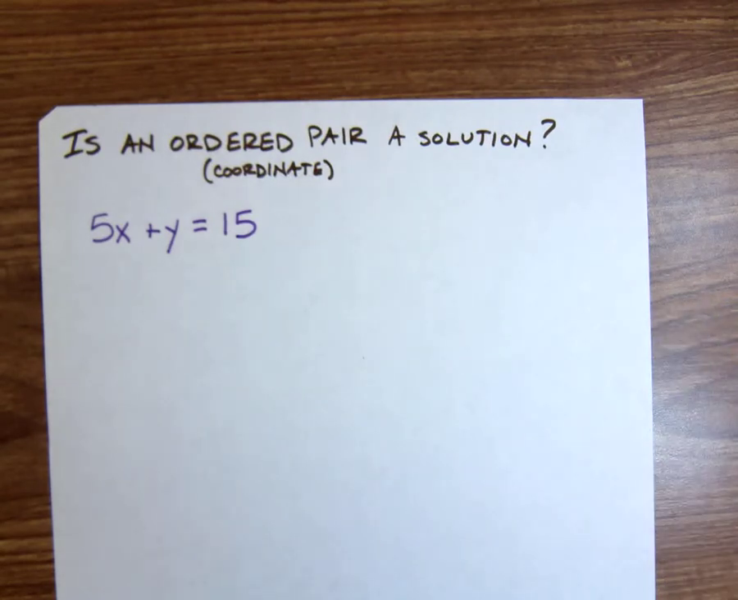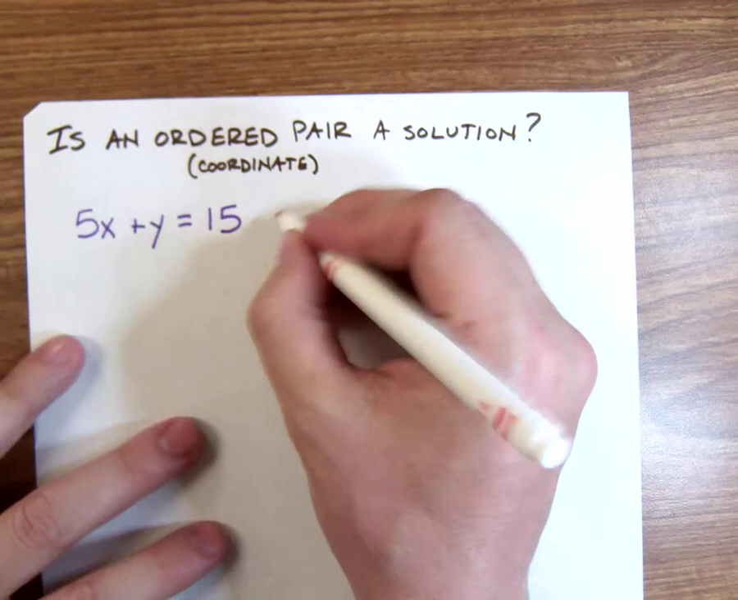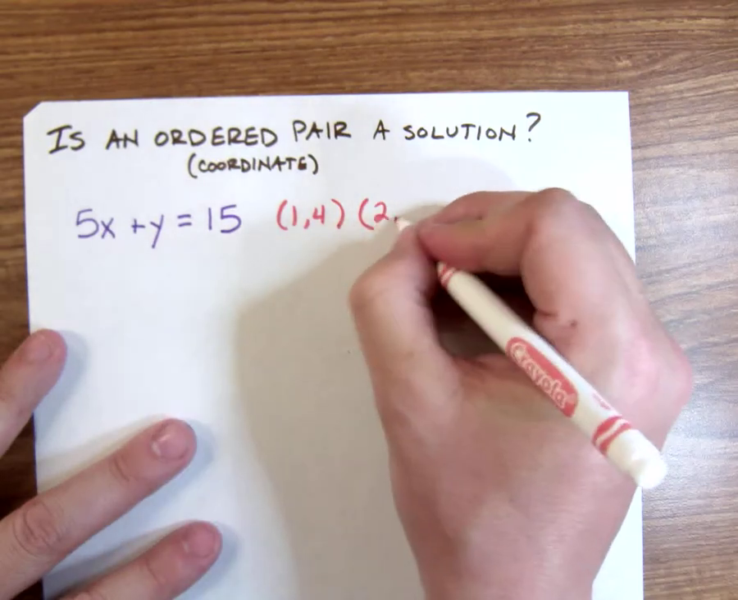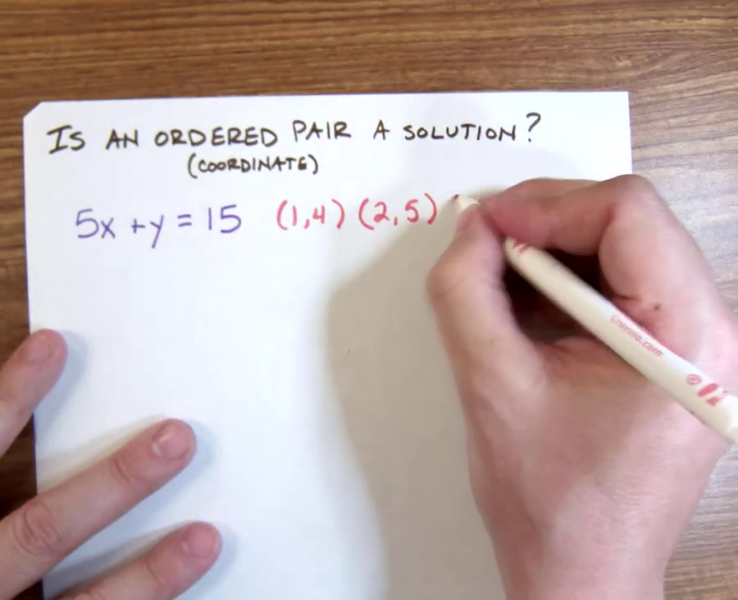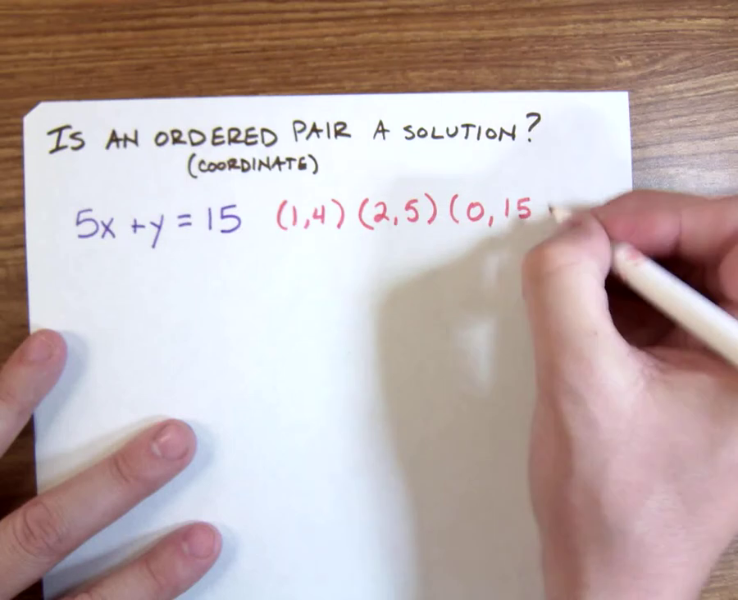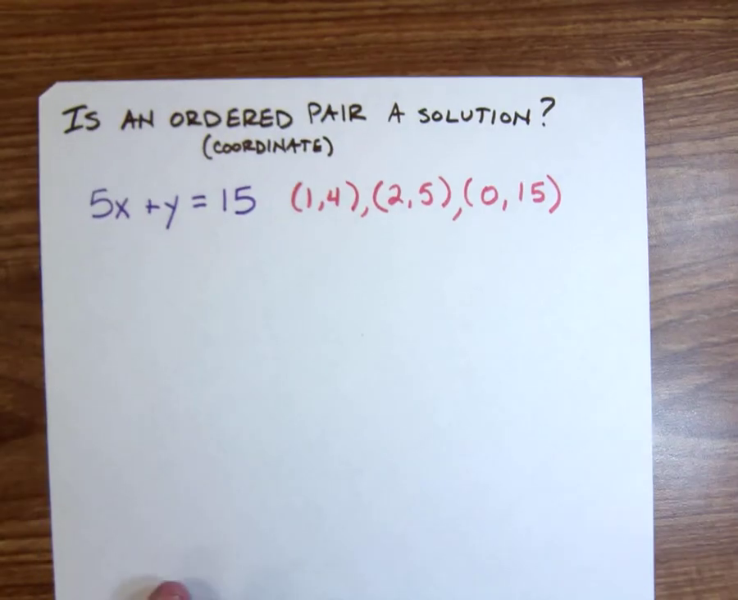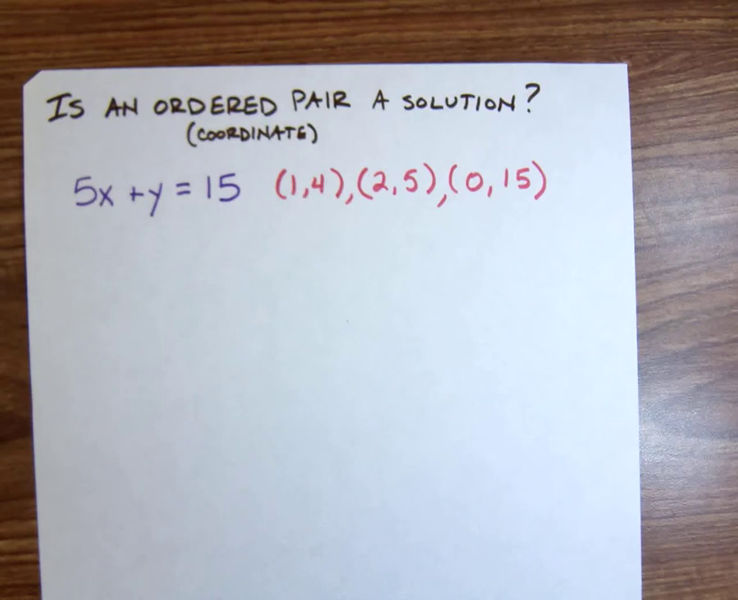The question I want to answer is, is an ordered pair a solution? I'm going to give you a set of coordinates. I'm going to go ahead and give you 3 of them. There's one. There's one. And there's one. My question is, are any or all of those solutions to this linear equation? Yeah, I don't know is the correct answer right now. I don't know, could be. How can I tell? This is what you do.